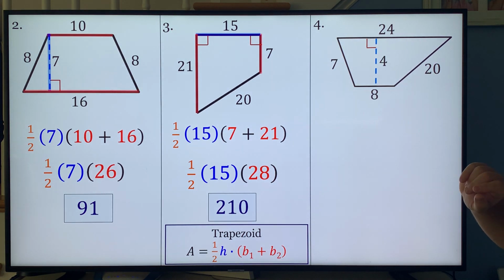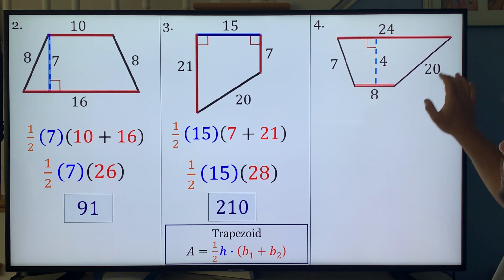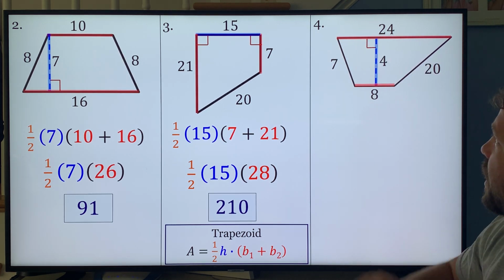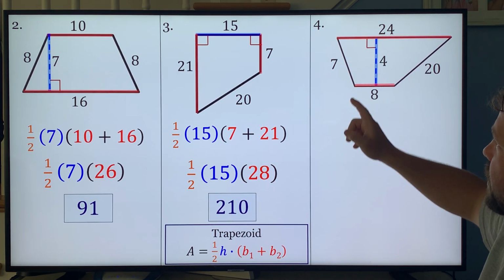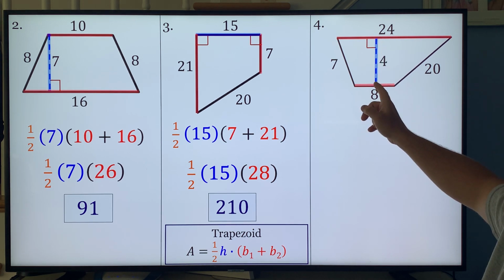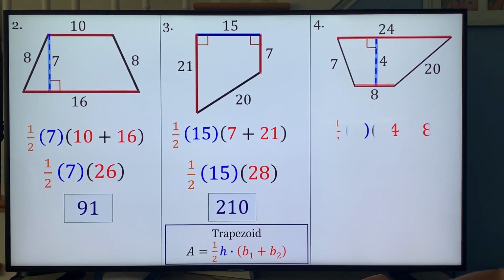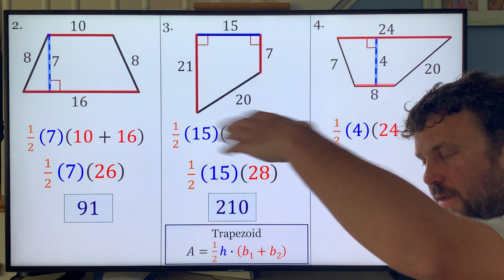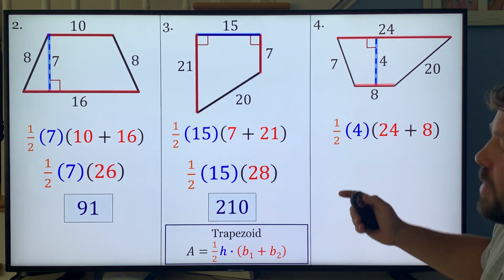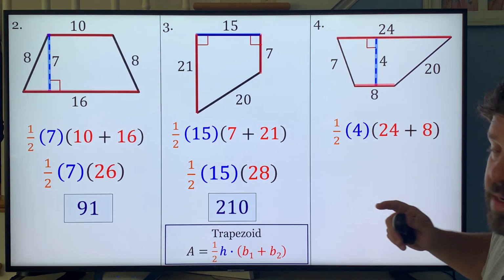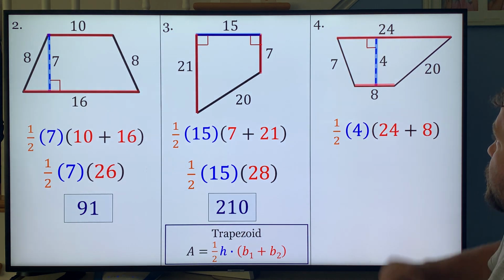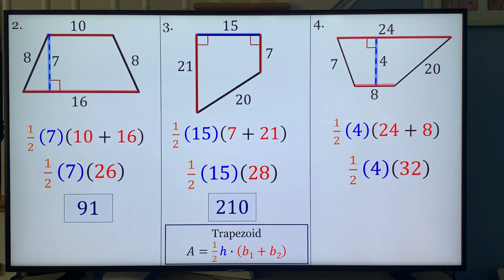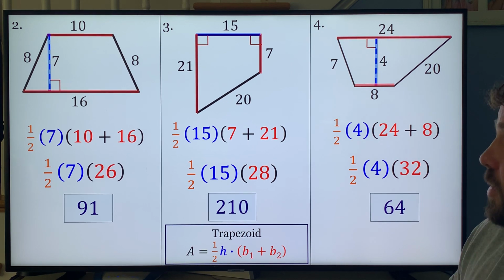Problem number 4. Bases, two parallel sides, 24 and 8. Height, distance between them, makes a right angle there. If it makes a right angle here, it has to make one down here because they are parallel. Remember, same side interior angles are supplementary, so if one's 90, the other one's 90. 1/2 of 4, 28 plus 24 plus 8. 1/2 of 4 times 32 is 64. All right, any questions? Make sure you email me. There should not be any questions.